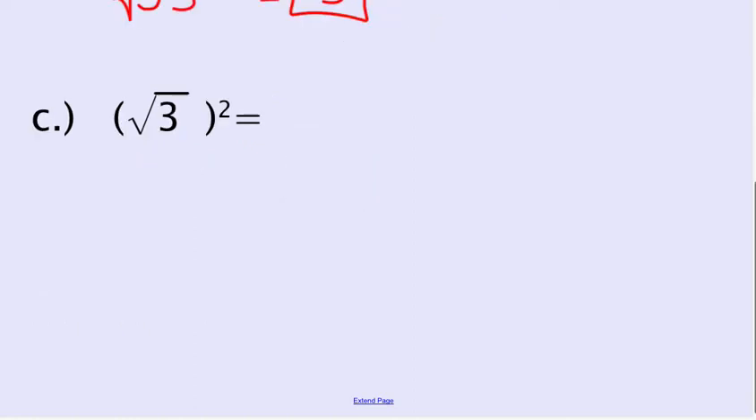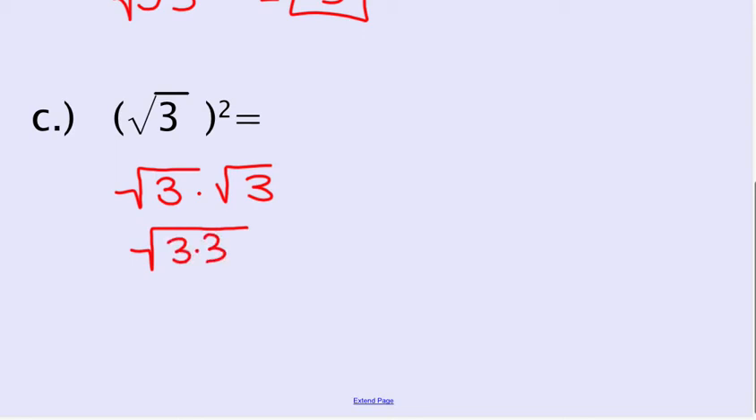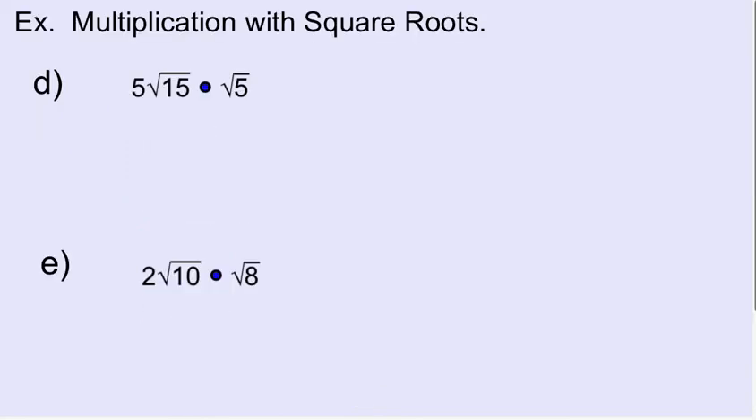Alright, example C. The square root of 3 all squared is the same thing as the square root of 3 times the square root of 3. Very similar to the last example. So you multiply just the inside stuff, there's nothing on the outside, so 3 times 3. We have a pair, so our answer is 3. Alright, let's move on.